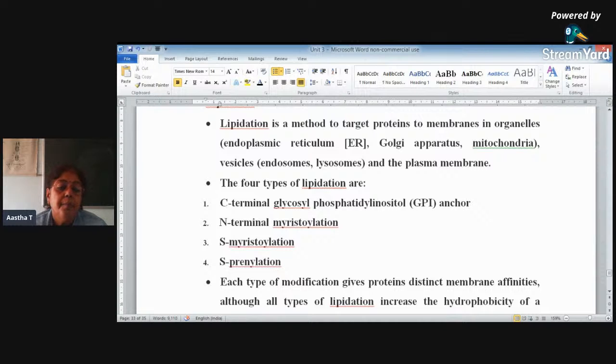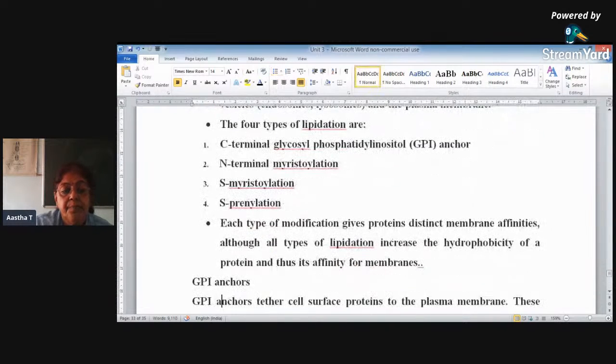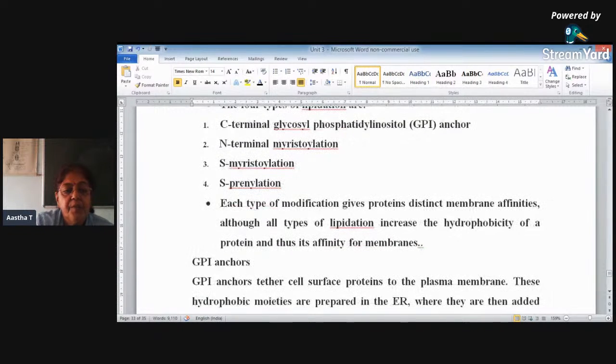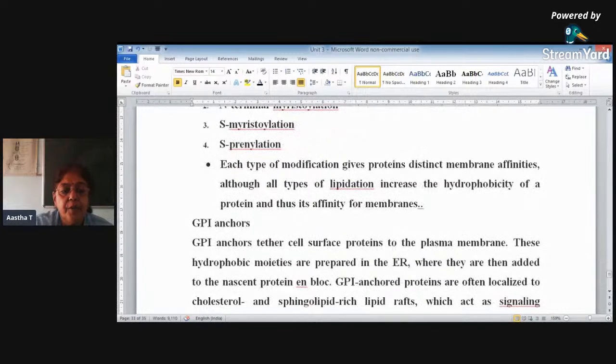Then N-terminal myristoylation, then S-palmitoylation and S-prenylation. So one by one we'll see what each is. Each type of modification gives the proteins distinct membrane affinities. In all types of lipidation, since it is a lipid, it is connected to hydrophobicity. Lipids are not soluble in water. So if a lipid is attached to the protein, it will give hydrophobic property to that particular protein, and because of that it will also affect the affinity of that protein for the membrane.